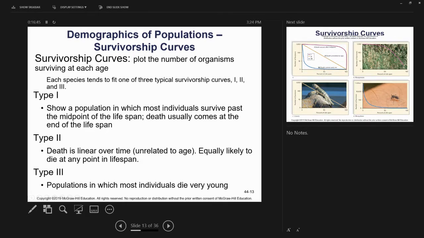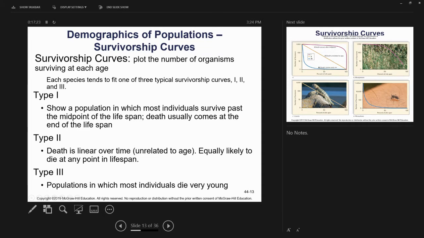So we can map that out into survivorships, where we plot the number of organisms that survive at each age. What we tend to see is, based on the species' reproductive and lifestyle strategies, we get different types of curves. One curve is called type 1 that shows a population where most individuals are going to survive past the midpoint of their lifespan. Death is usually coming toward the end of life. So humans are an example of this. Most people live fairly long. Average human lifespan is 74 years. Most people live pretty close to that point.